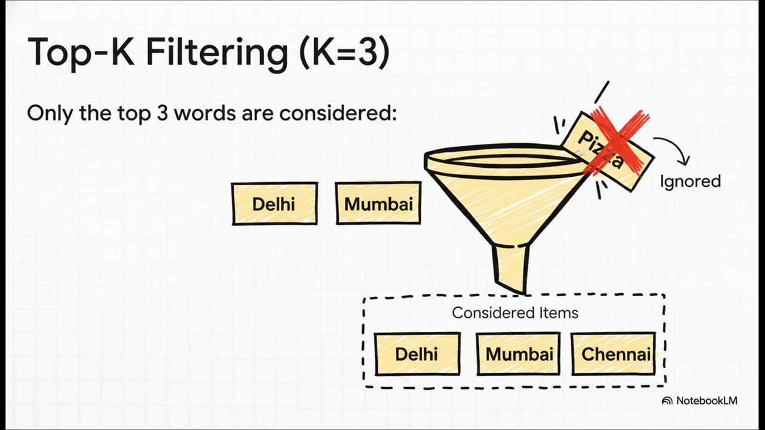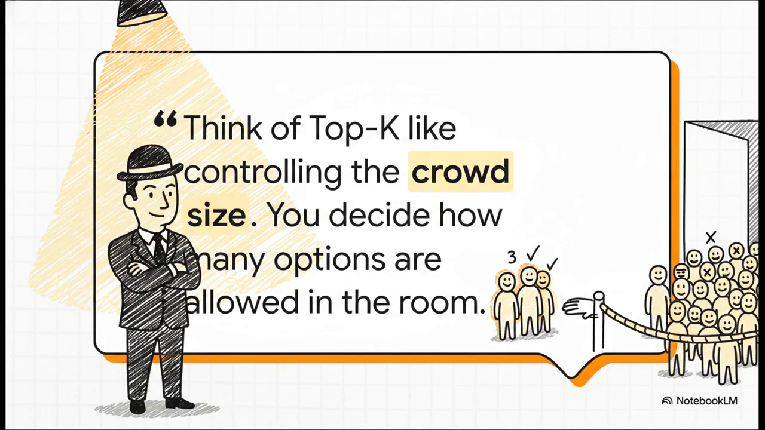It's been filtered out completely. I love this way of thinking about it. You're basically the bouncer at a club. You get to decide the size of the guest list. Are you only letting in the top 3 A-listers, or are you opening the doors to the top 50? You control the size of the crowd that the AI gets to choose from.